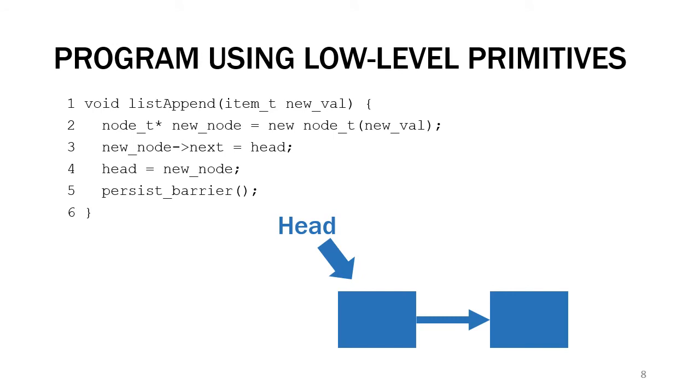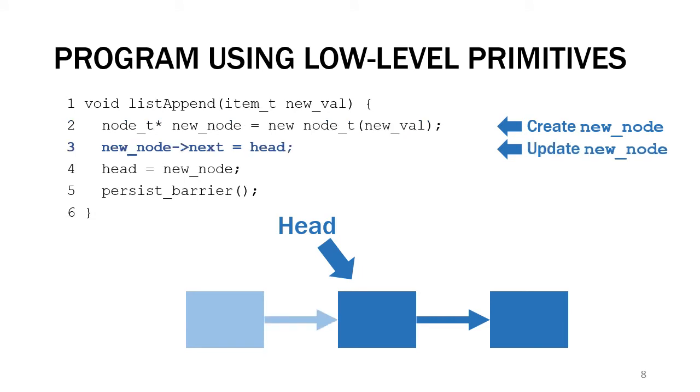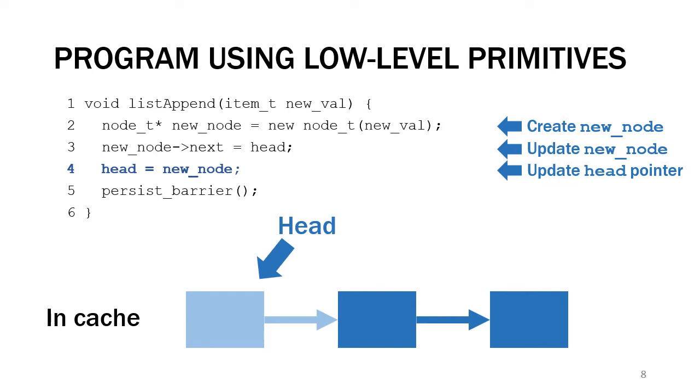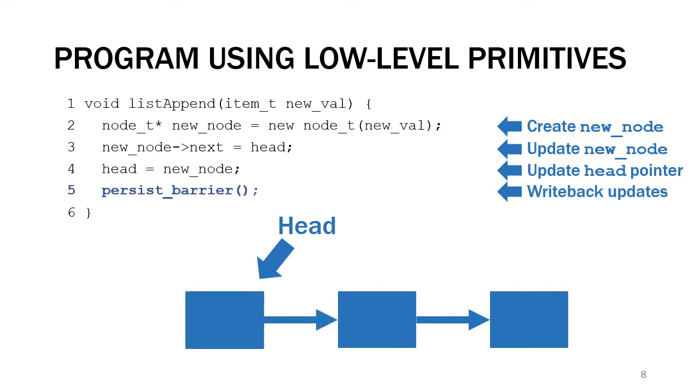So now let's take a look at how to use the low-level primitives. This example is a function that appends a new node to a linked list in persistent memory. First, it creates a new node, and second, it sets the next pointer to the current head. And third, it updates the head pointer to point to the new node. And finally, it uses the persist barrier to ensure all the updates have been written back to memory.